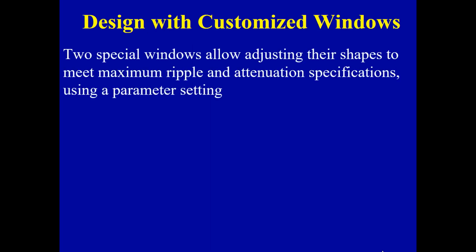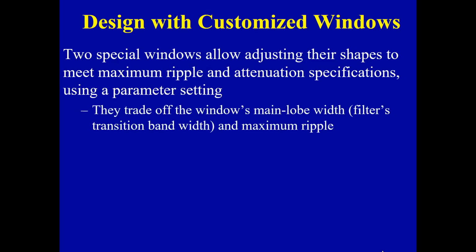Now there are also 2 additional windows that get a lot of use in practice because they give you more flexibility than just our little table for how we do the trade-off between ripple amounts and transition widths. These are 2 window functions that actually have parameters in them, values that we can set and adjust to control that trade-off. And they trade off the window's main lobe width, which affects the resulting filter's transition bandwidth, with the side lobe height, which leads to the maximum ripple amounts.